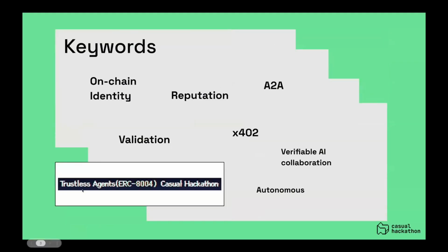As you can see here, our theme this round is Trustless Agents, ERC-8004. And here are some keywords you can see. Many of the teams here today have already been exploring and building around these capabilities, and we are very excited to see what you've created.